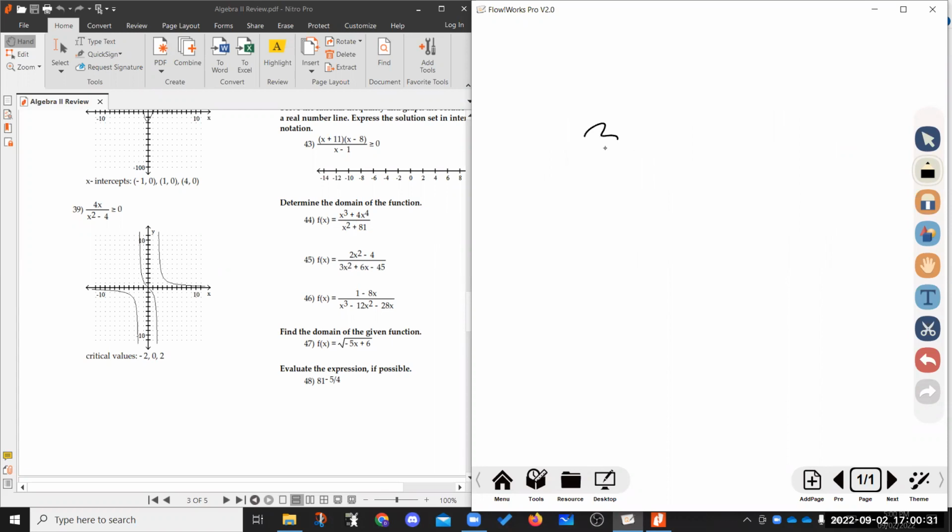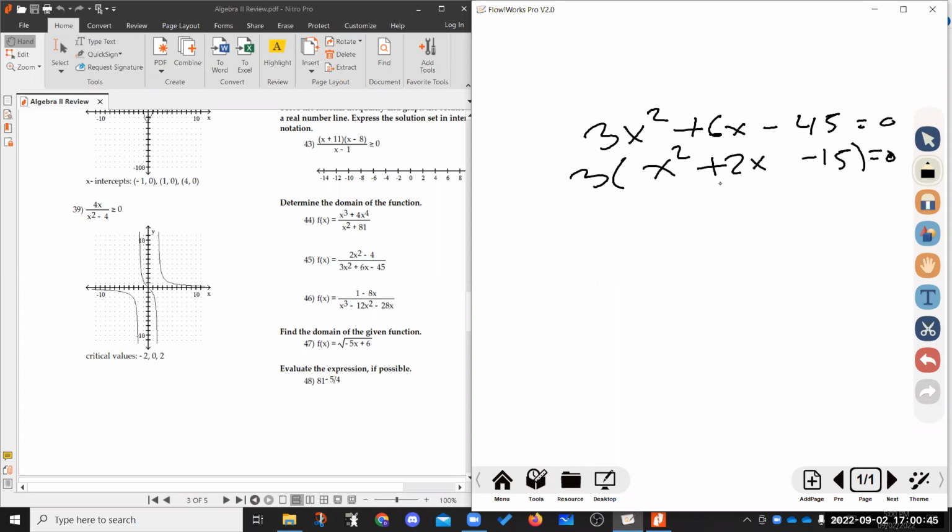Let's go ahead and look at this denominator, 3x squared plus 6x minus 45. I'm going to pull the 3 out. This makes it x squared plus 2x minus 15. I'm not really worried about this 3. It's really the x squared plus 2x minus 15 part that can equal 0. And this is going to be plus 5 and minus 3.